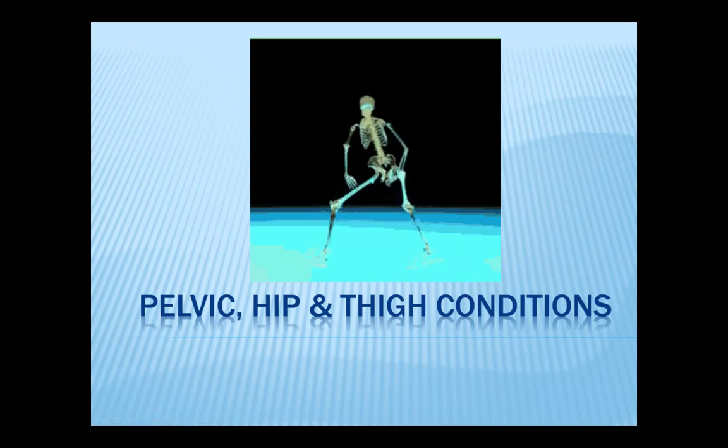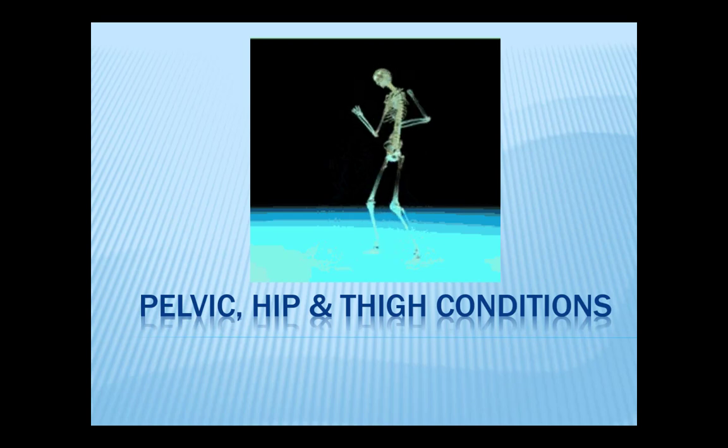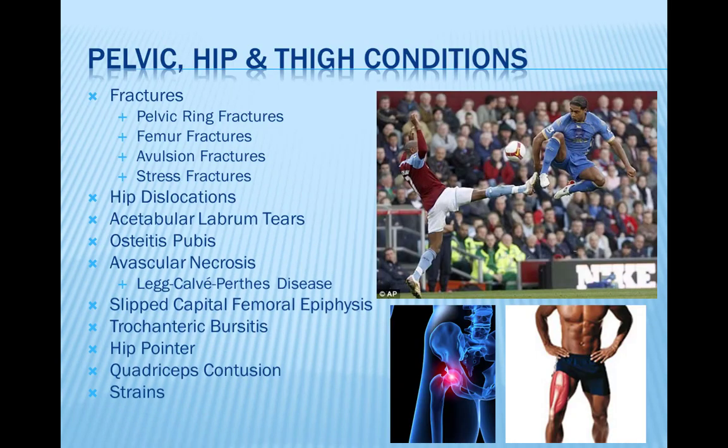Pelvic, hip, and thigh conditions. The pelvic, hip, and thigh conditions to be discussed are fractures, which include pelvic ring fractures, femoral fractures, avulsion fractures, and stress fractures, hip dislocations, acetabular labrum tears, osteitis pubis, avascular necrosis, Legg-Calvé-Perthes disease, slipped capital femoral epiphysis, trochanteric bursitis, hip pointer, quadriceps contusion, and muscle strains.